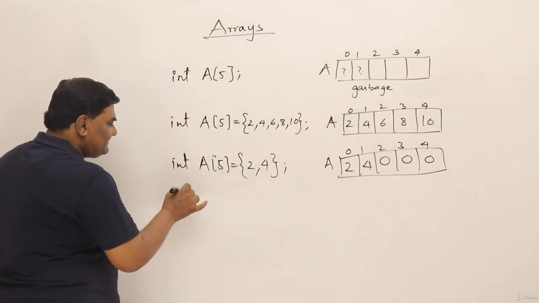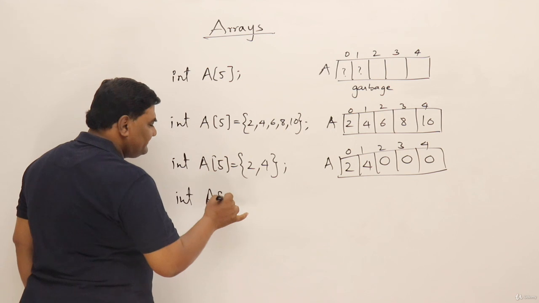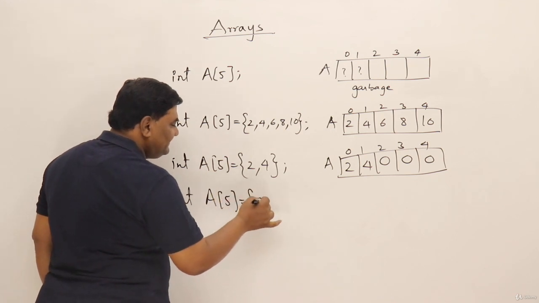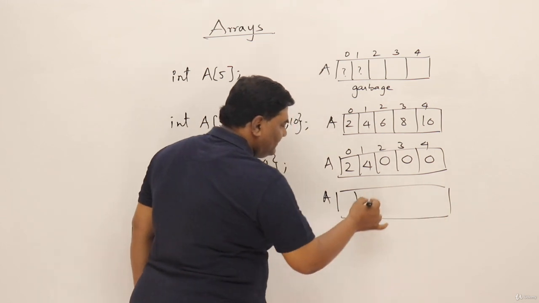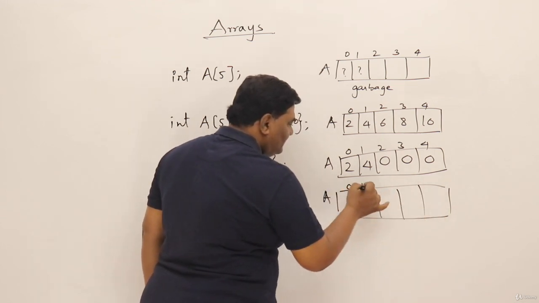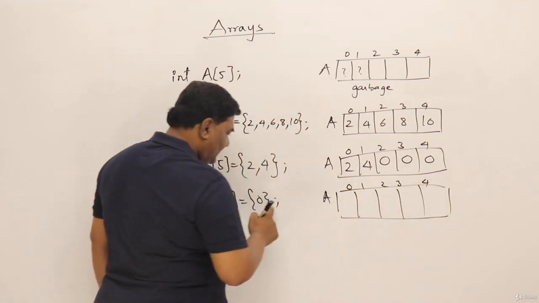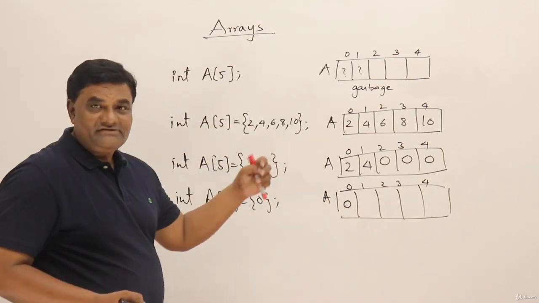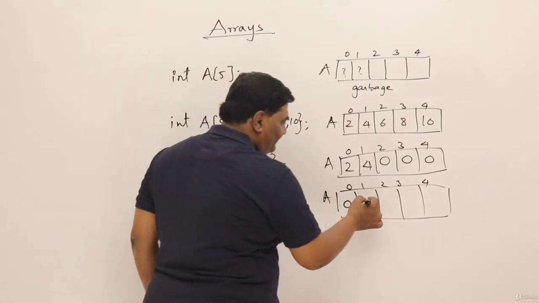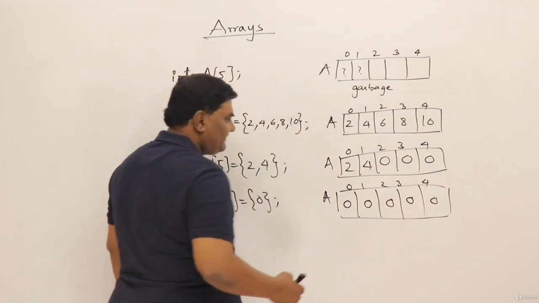So even I can say like this, integer a of size 5 and just 0. Then this will create an array and initialize the first one with 0, as it will continue initializing the rest of them also. So it will initialize all of them with zeros.